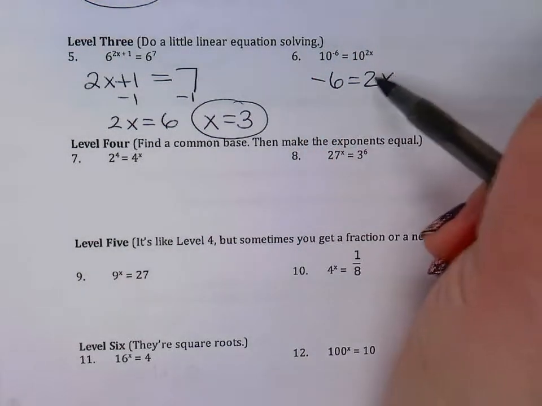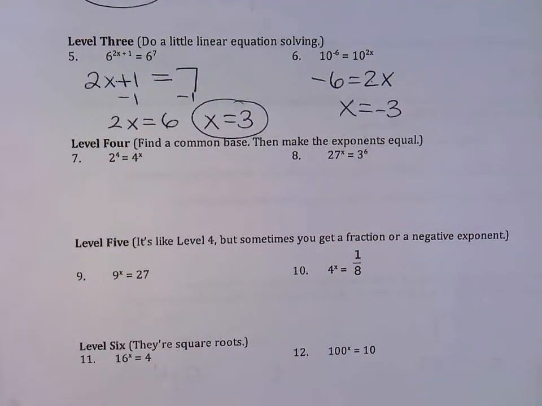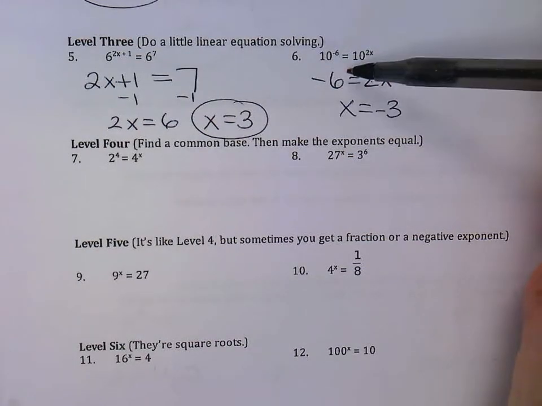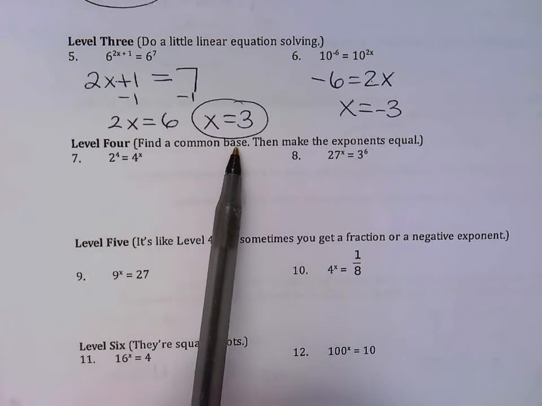Right, so when you divide by 2, x would have to be -3 to solve that equation. All right, so that's the one-to-one property. The next one gets a little bit more challenging. So find a common base this time.